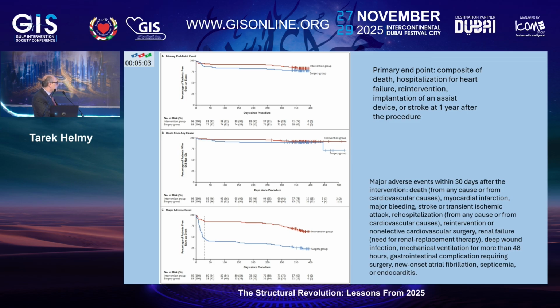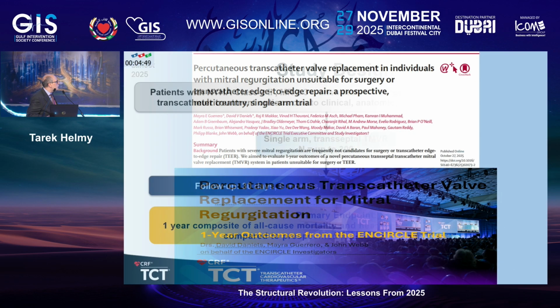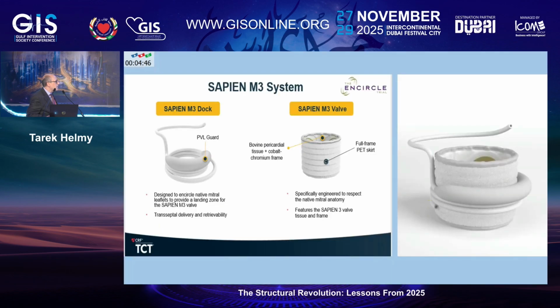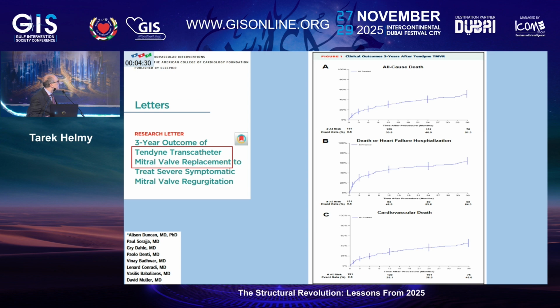Major adverse events: this is free from event, which was significantly higher in the interventional group, mostly because of peri-surgical events seen in the surgical group. The ENCIRCLE trial looked at the SAPIEN implantable TMVR, and as you can see here, it met its endpoint by performing better than the performance goal set for the trial, with significant reduction of mitral regurgitation and improvement in New York Heart Association classification.